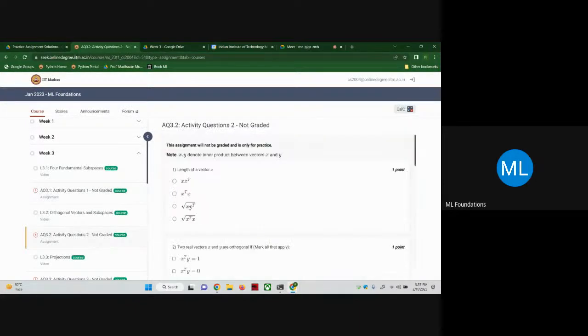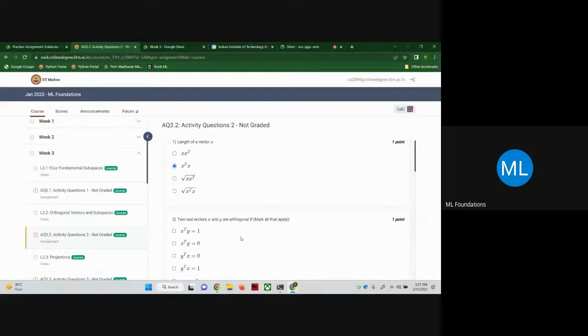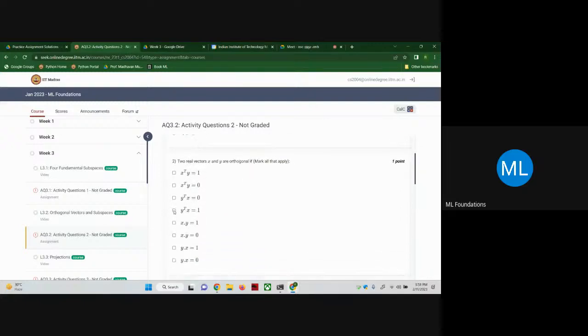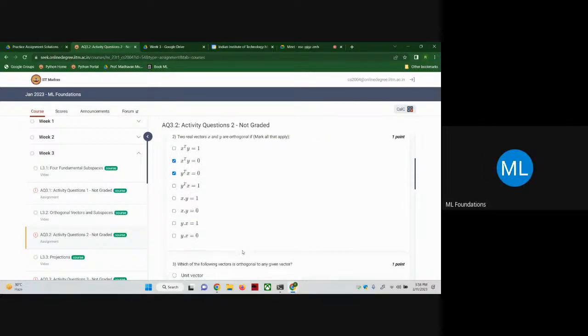X dot y denotes the inner product between the vectors x and y. The length of the vector is x transpose x. Okay, x x transpose will not give you the length, it will give you a matrix. Two vectors x and y are orthogonal if x transpose y equals 0, or y transpose x equals 0. Third one, x dot y equals 0 and y dot x equals 0.